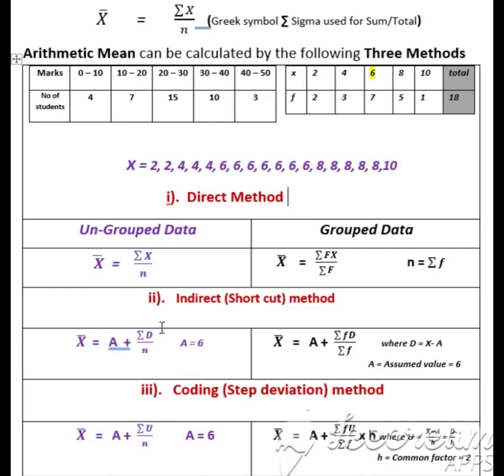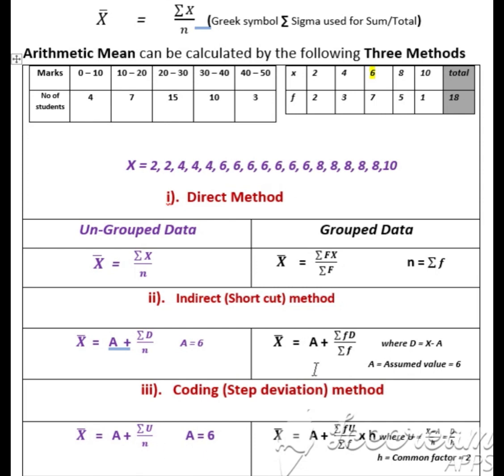Okay, the only difference is the D and U. Look, this is sigma x, here is sigma D, only replace x with D. And the third one, sigma U, only replace x with U, and you will get the third formula divided by n. And the second formula, the indirect and coding method, in each formula you will add a.